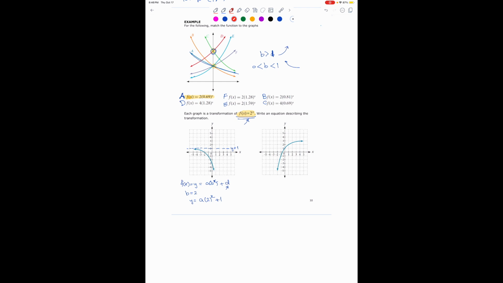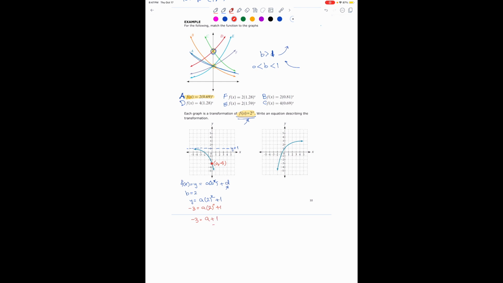The best point to use here is the y-intercept. So the y-intercept in our case is (0, negative 3). We're going to substitute x with 0 and y with negative 3. So we have negative 3 equals a times 2 to the 0 power plus 1. And that will lead to negative 3 equals a times 2 to the 0, which is 1. So a times 1 is a, plus 1.